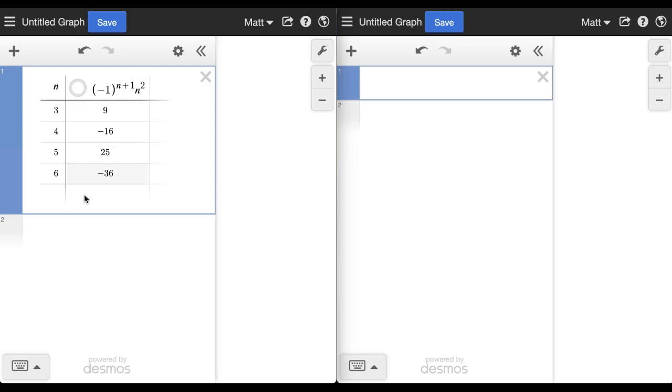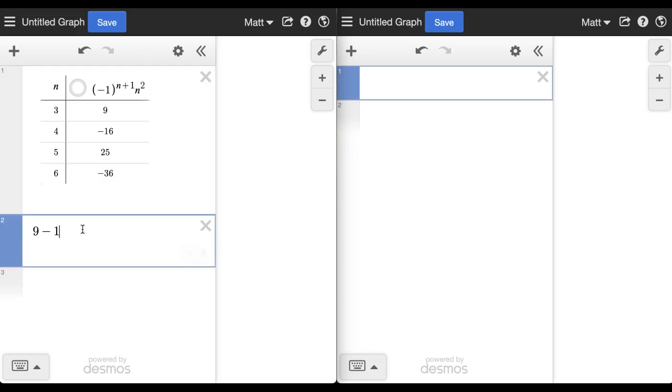And if we're just doing a summation, it just means we're adding up all these numbers, right? So there's only 4 numbers in this sum because we're starting at 3, ending at 6. So it's simple as saying 9 minus 16 plus 25 minus 36. Your sum should be a total of -18.